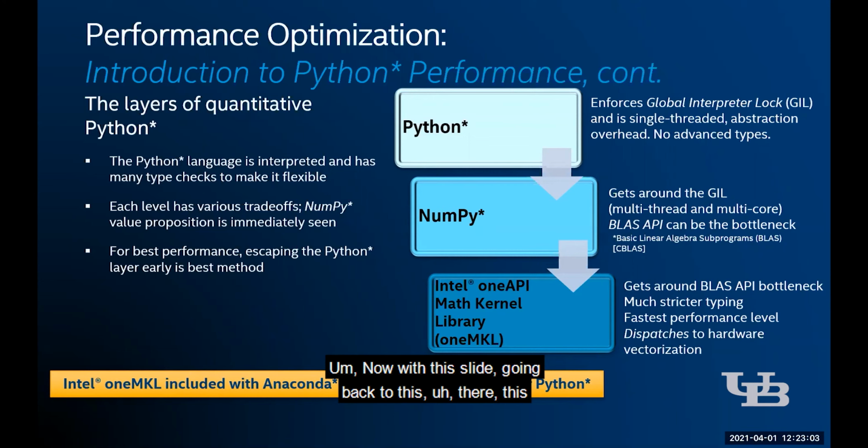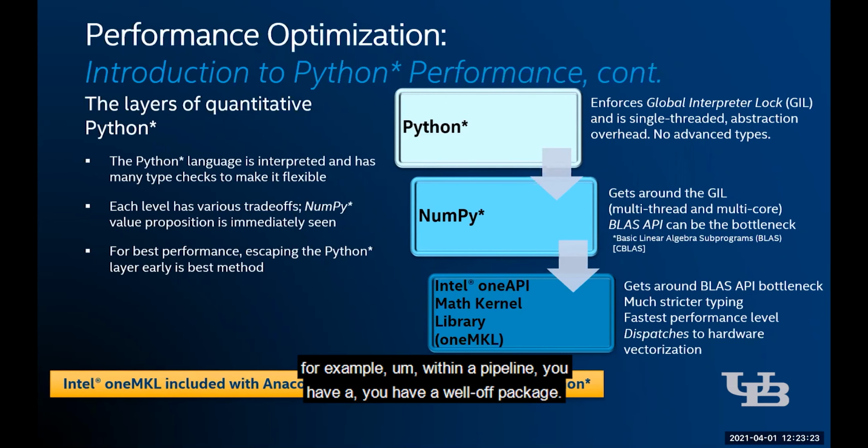Now with this slide, going back to this, this is a better breakdown of what's actually happening under the hood. You're hearing me say all of these are drop-in replacements. All of these you could get through AI Kit, and a lot of them are minimal code changes. Well, what's actually happening under the hood? Let's take NumPy, for example.